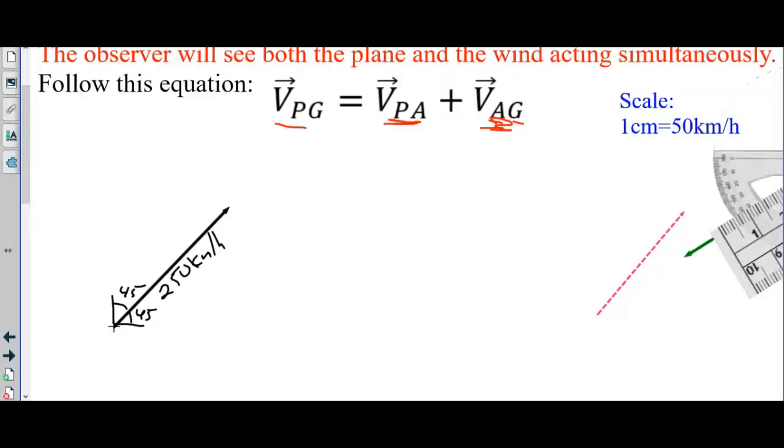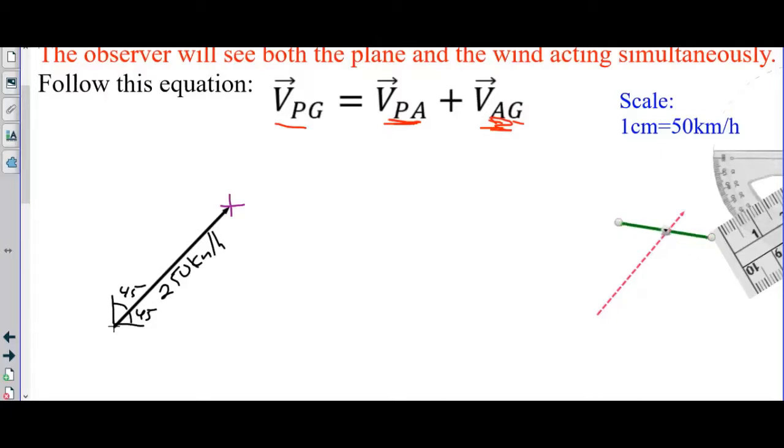So what I'm going to do is some vector addition. And when you do vector addition, when one vector stops, you draw in your new vector. So at the very end of this vector, I drew it to be 5 centimeters long because with my scale, 1 centimeter is equal to 50 kilometers per hour.